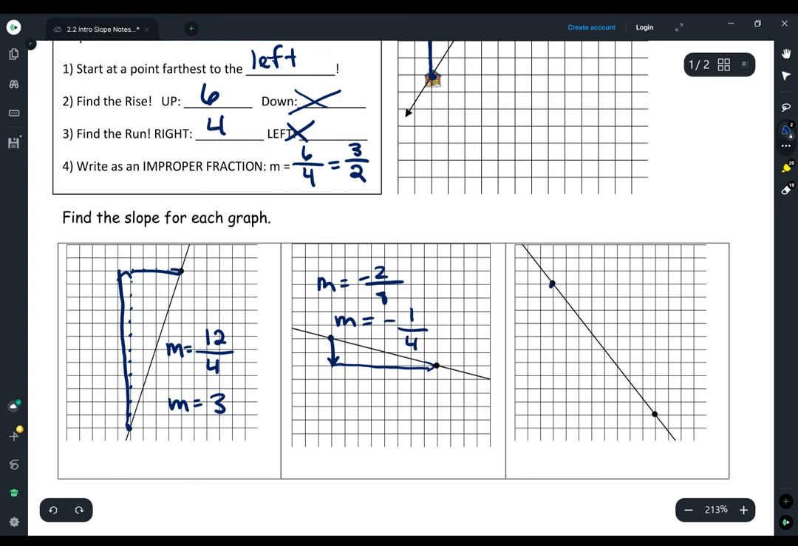Okay, on this one, I'm going to start on the left again. First we're going to count down, and then we're going to count to the right. So let's count that. 1, 2, 3, 4, 5, 6, 7, 8, 9, 10. Because it's down, it'll be a -10. And then across 1, 2, 3, 4, 5, 6, 7, 8. So -10/8, and our slope is -5/4.